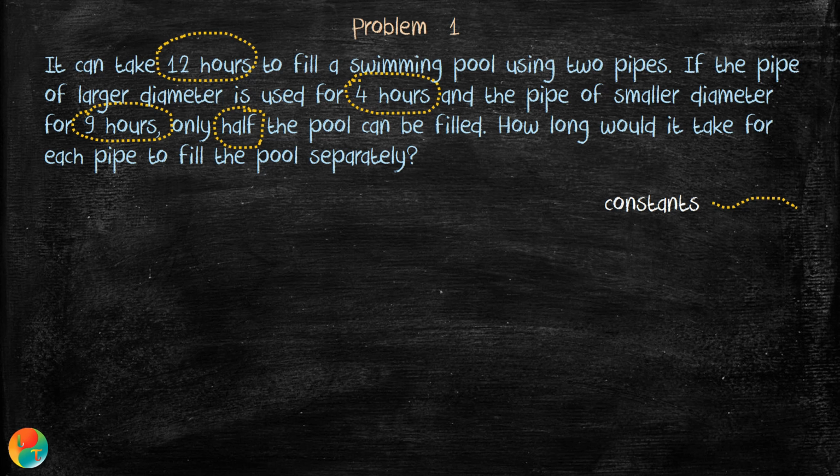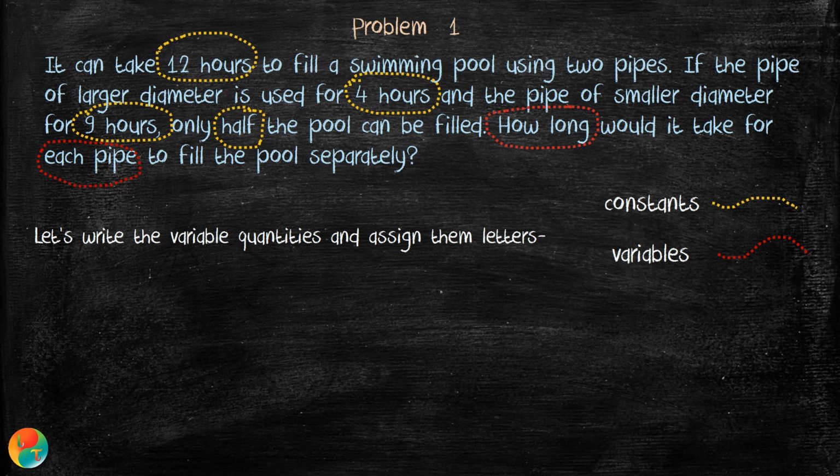That is, identify the constants and variables. So I can directly see 12 hours, 4 hours, 9 hours and half. These are the visible constants in the given problem. Now the variable. Question is asking how long would it take for each pipe to fill the pool separately. It means time taken by each pipe to fill the pool separately are the variables here. Now we write the variable quantities and assign them letters according to our third step.